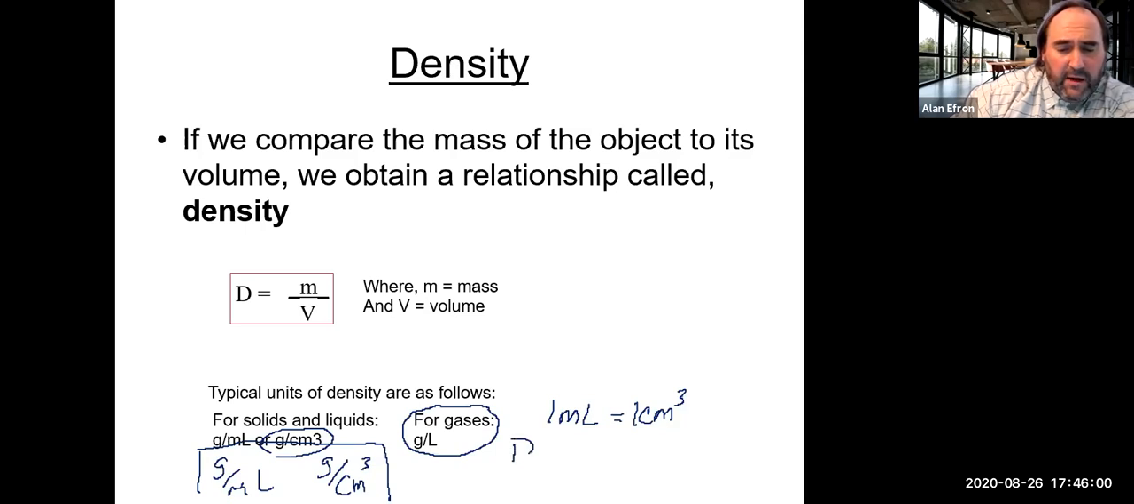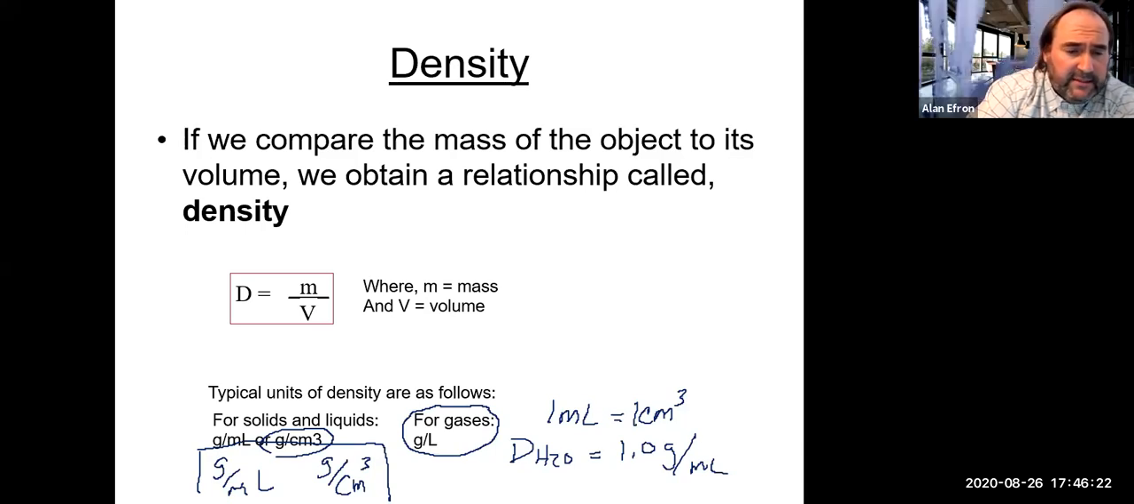The density of water, for all intents and purposes, if you're ever asked what is the density of water, or you need to use the density of water, typically the density of water is considered to be 1 gram per milliliter. I will tell you the truth that density does change with temperature. So as the temperature changes, so does the density of a substance.